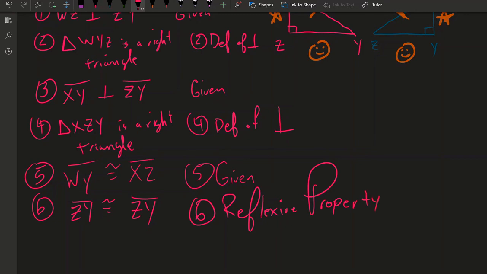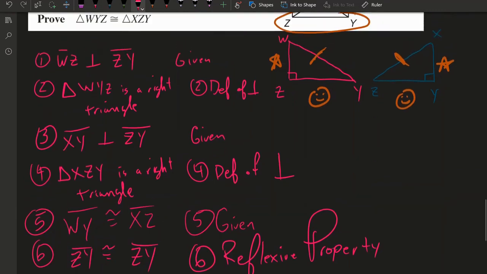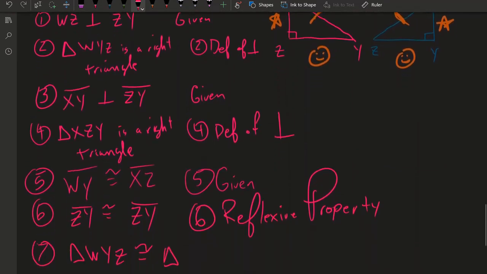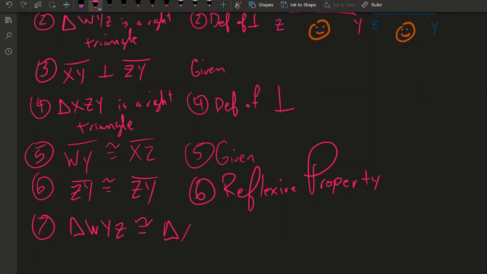And now after that, I can say step 7, triangle WYZ is congruent to triangle XZY. And that is because of the HL congruence theorem.